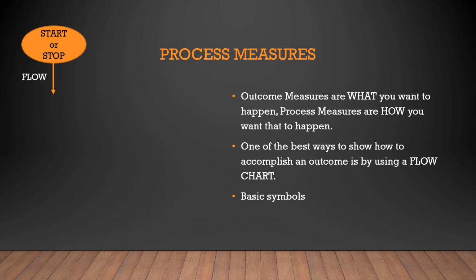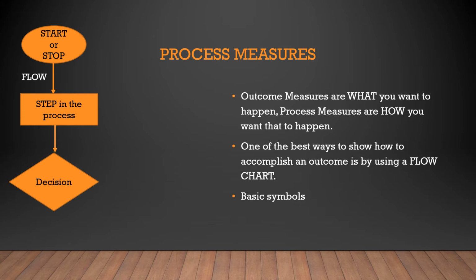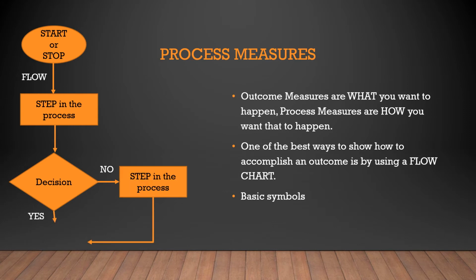Then we have an arrow that is showing the flow of the process. And then this rectangle or square shows a step in the process. A diamond is where you have to make a decision, yes or no. And then, of course, we have another step that the no leads to here. And then we have a stop, the end of the process.